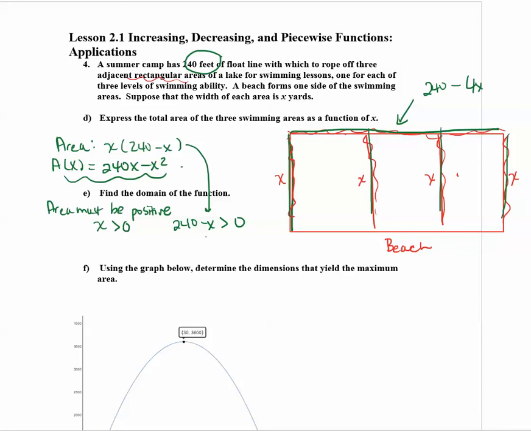So if I subtract 240, I get negative 4X is greater than negative 240. Divide both sides by negative 4, and when you divide by a negative, you have to flip the inequality. So I get X is less than 60, and X is greater than 0. And that's going to be the domain restrictions. My width must be greater than 0, but it can't be greater than 60. And so you can put that together like 0 is less than X is less than 60.